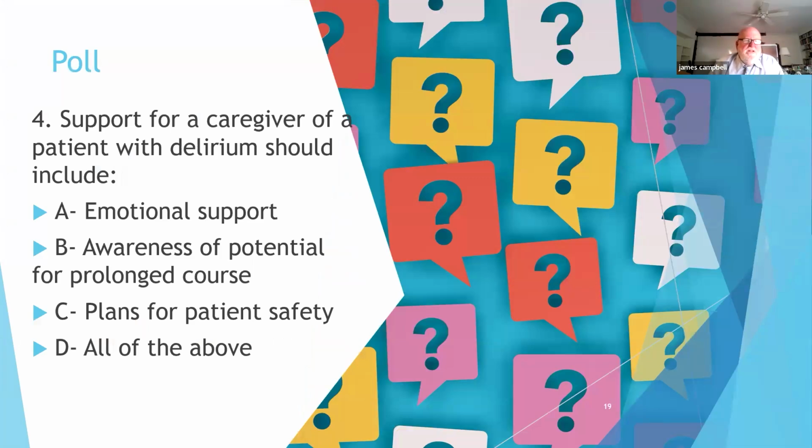Support for a caregiver of a patient with delirium should include emotional support, awareness of the prolonged course, plans for patient safety, or all of the above. Darian, take it away. And Dr. Campbell, really quick before I open this poll, we have a question in the chat from a CHW. If I'm with a patient that has delirium, are there strategies to get a patient out of this state?